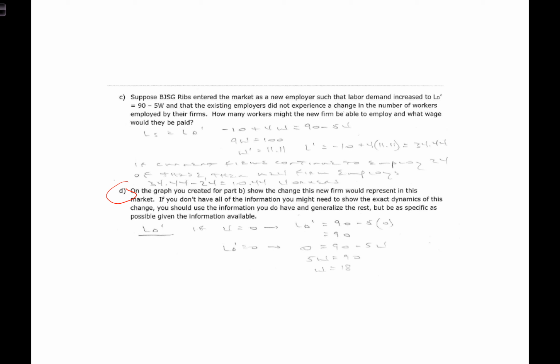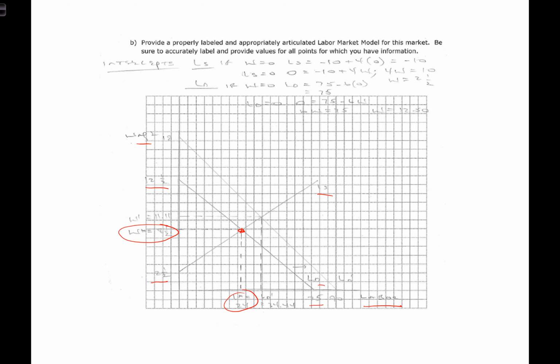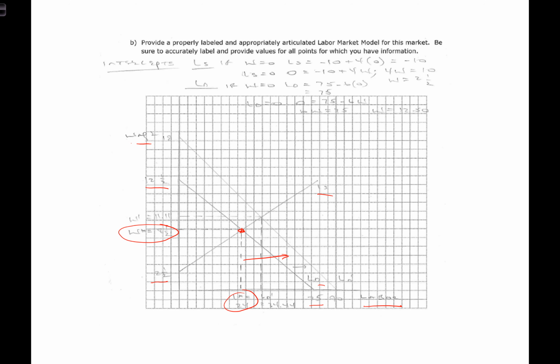Then I say, okay, suppose BJSG Ribs enters the market as a new employer such that labor demand increases to 90 minus 5W. So if labor demand is increasing, you might suppose immediately that it's shifting out and to the right, which it will do in a moment. And so I ask you, how many workers might this new firm be able to employ, and at what wage would they pay them? Remember, the existing employers are employing 24 people, and we're told here that those employers do not experience a change in the number of workers. So they're going to continue to employ 24 people even after this labor demand relationship changes.